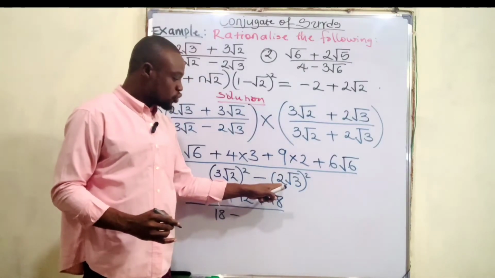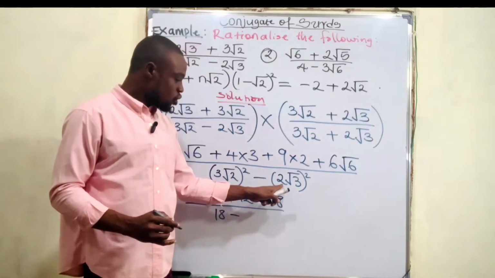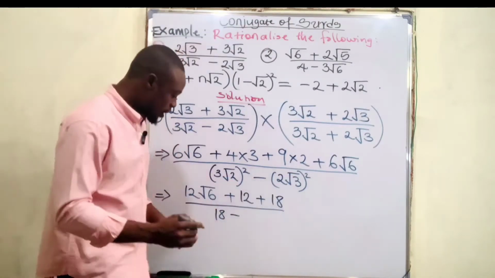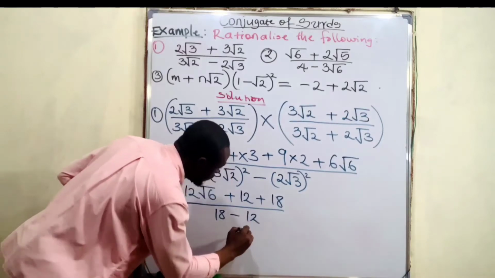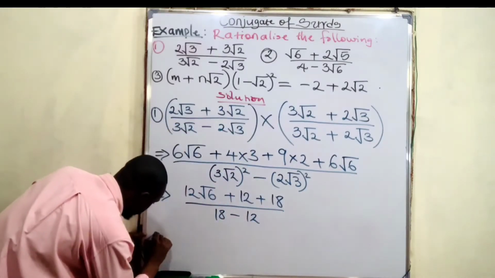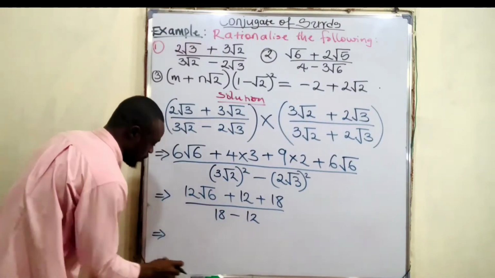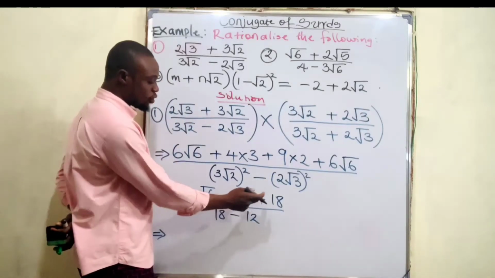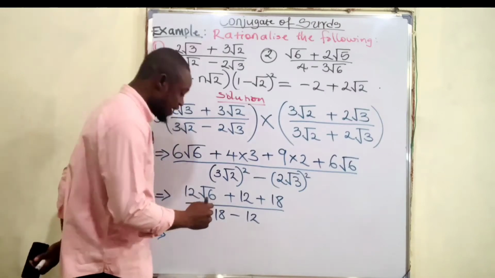Now the square of 2. The square of 2 is what? 4. And this is what? 3. 4 times 3 is what? 12. So we have 12 here. So this is basically, this implies, okay. So 12 plus 18 is 30.